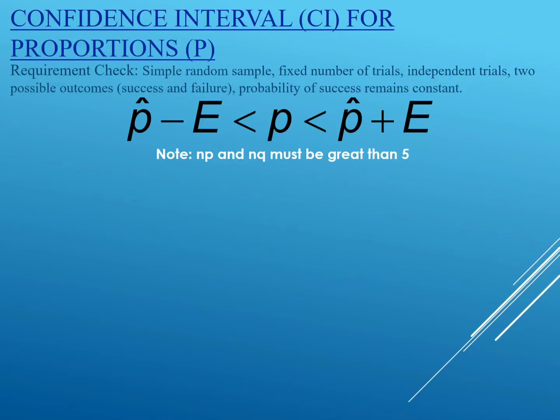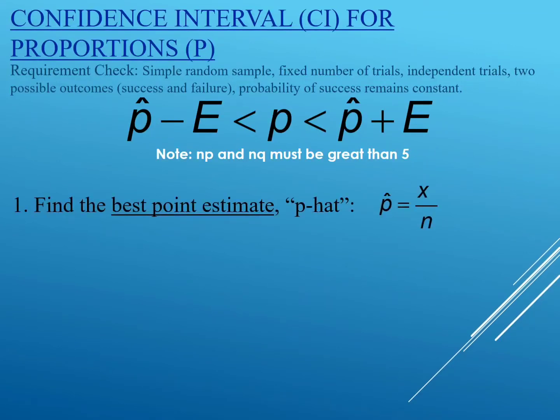And the formula for this is p hat minus E, where E is the margin of error, less than p, the proportion of the population, less than p hat plus E. Now what is p hat and what is E? Find the best point estimate, p hat. p hat is x over n, okay? And x is what I care for, the number of successes, divided by n, which is always and has been the sample size.